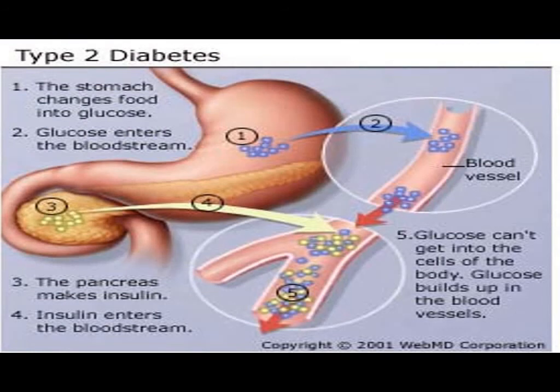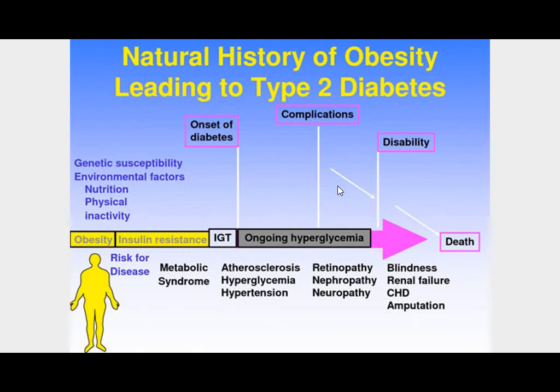Okay, type 2. Same type of thing. The pancreas is making insulin. It gets into the bloodstream, but the problem is the body is resistant to the insulin. So the pancreas says, oh, there's still too much sugar, and makes even more insulin, and still the body is resistant to it. Over a long enough period of time, the pancreas can wear out. So people with this type of diabetes will also need to be on insulin. The problem with this one is you're not born with it. This one comes on. Okay?